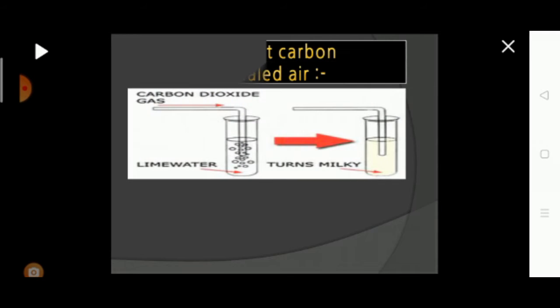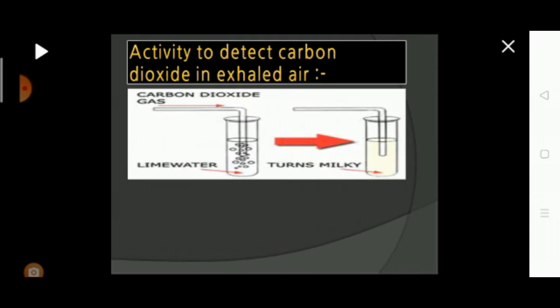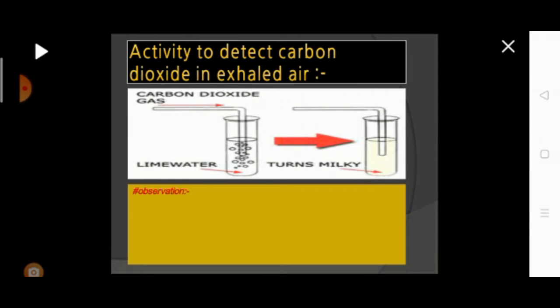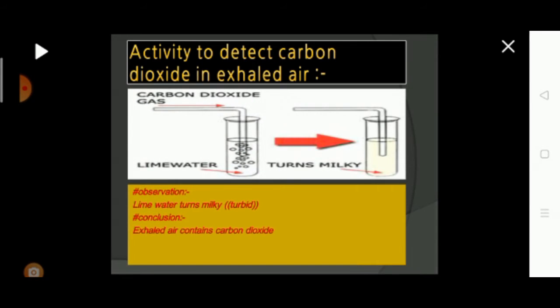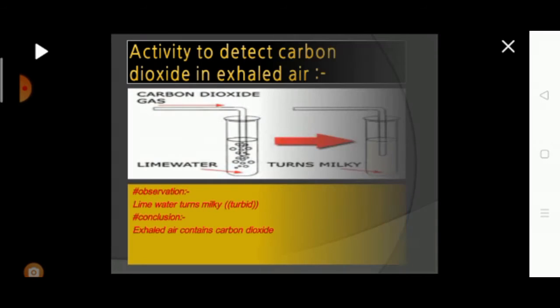So, this activity detects carbon dioxide gas in exhaled air. It's lime water. When carbon dioxide gas enters the lime water, observation: it will turn to a milky color, or become turbid. We can conclude that exhaled air does contain carbon dioxide.